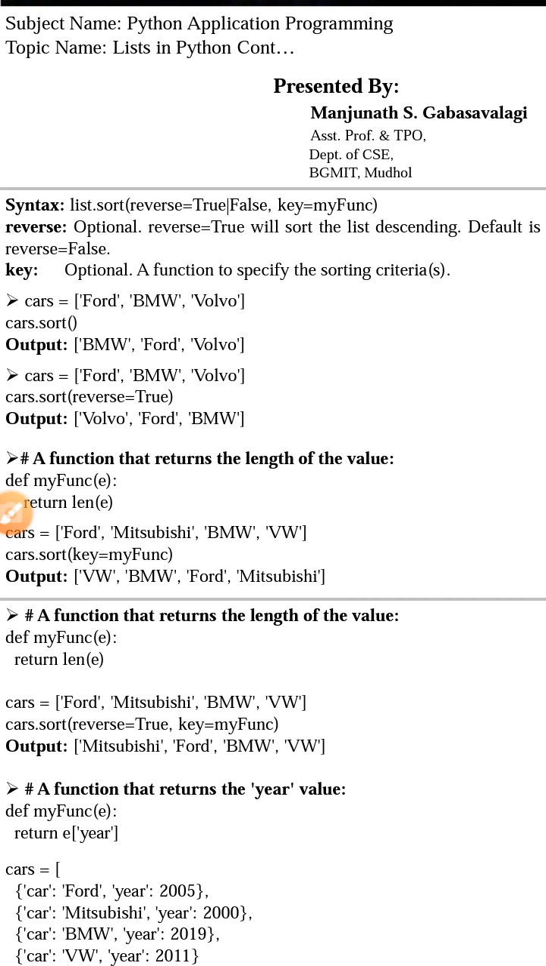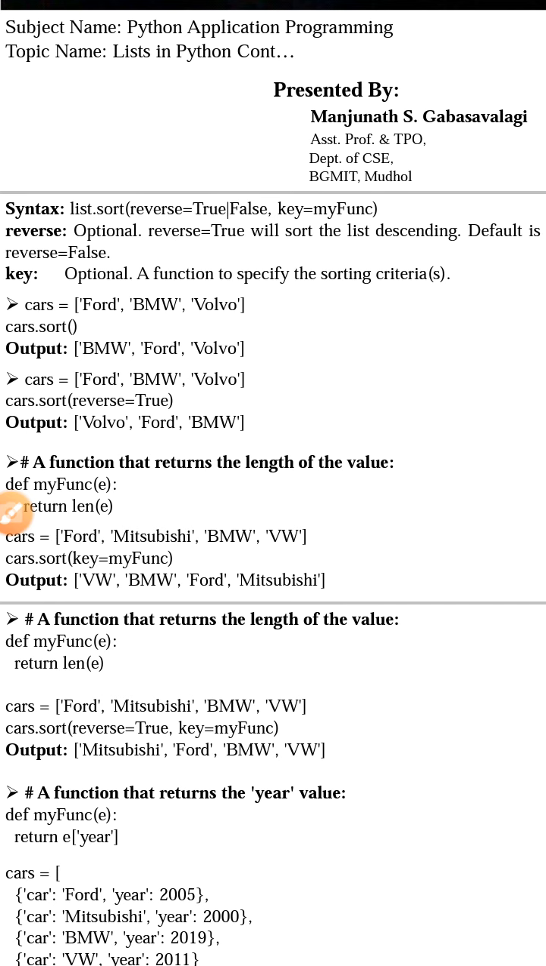First we will start with the default functionality of the sort function. In an example, if you see, cars is a list which has three elements: Ford, BMW, Volvo. If I call the sort function on the list, that is cars, then in the output we can see BMW, Ford and Volvo. Because as we have discussed in our earlier video, our sort function sorts all the list elements in ascending order. Hence, we can see the output as BMW, Ford, Volvo.